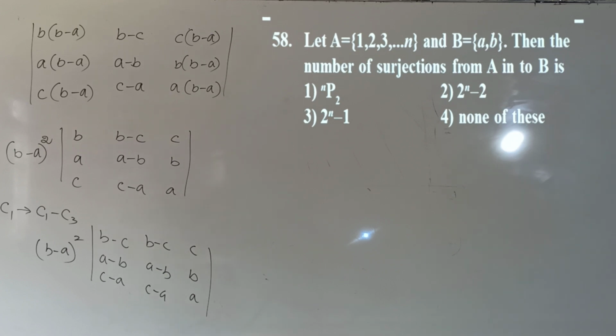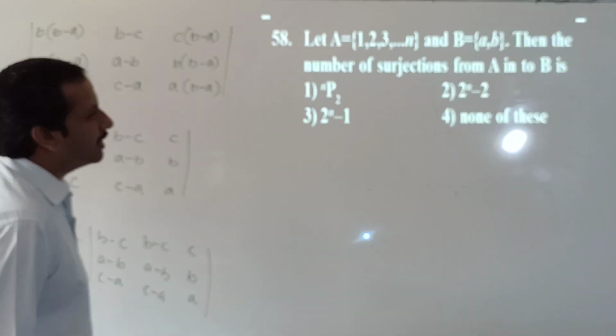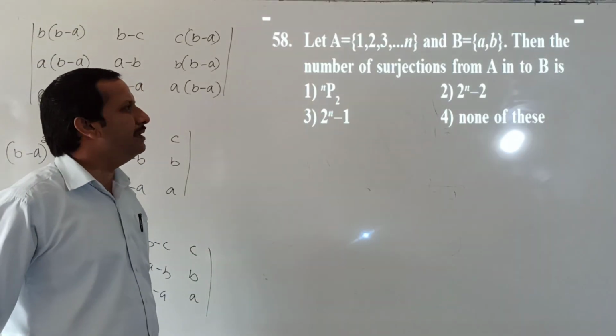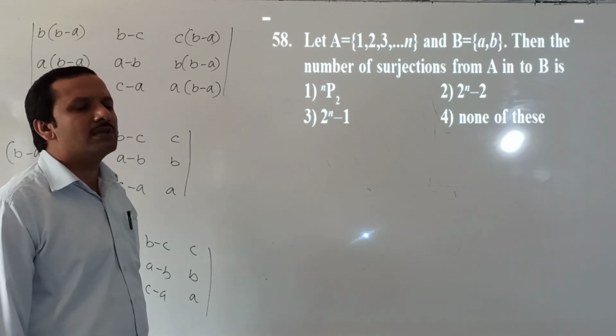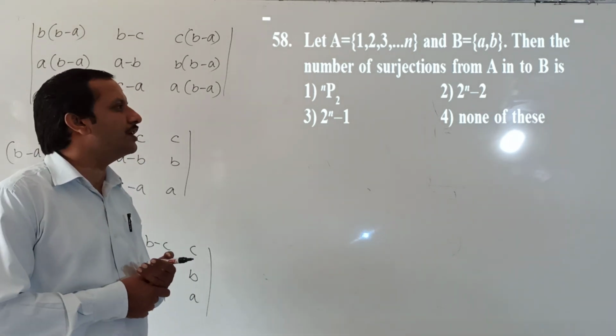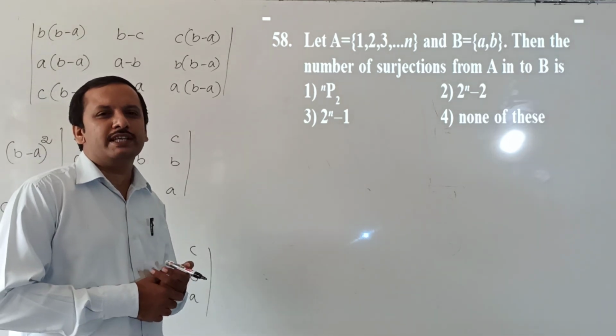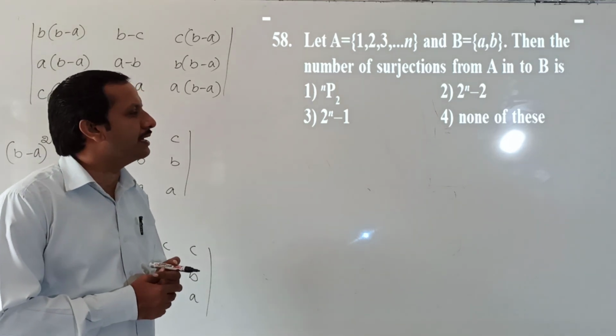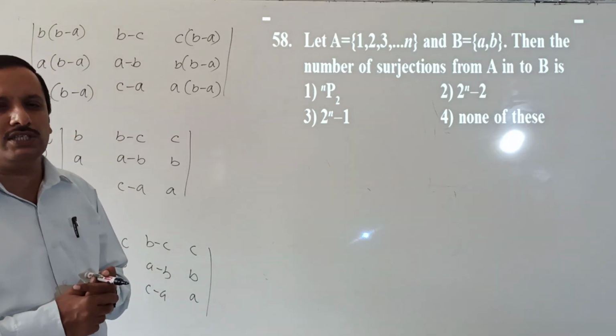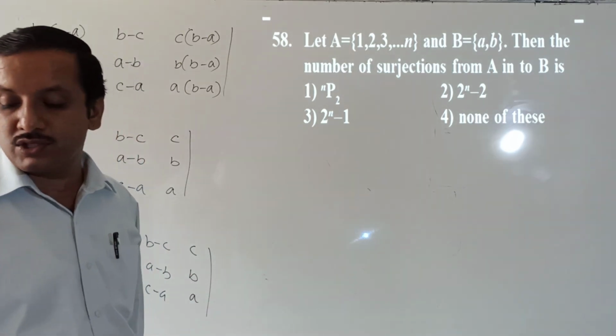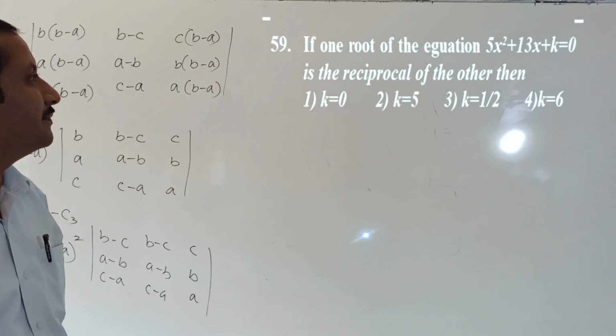Okay, look at 58. Let A is equal to 1, 2, 3 up to n. There are n elements in A and B has 2 elements a and b. Then the number of surjections, that means the number of onto functions that can be defined from A to B, is 2 power n minus 2 when A has n elements and B has 2 elements. So 2 power n minus 2. Second option is the correct answer.